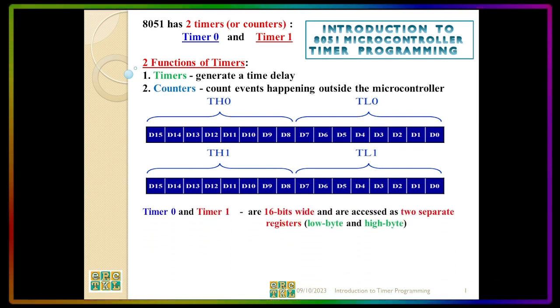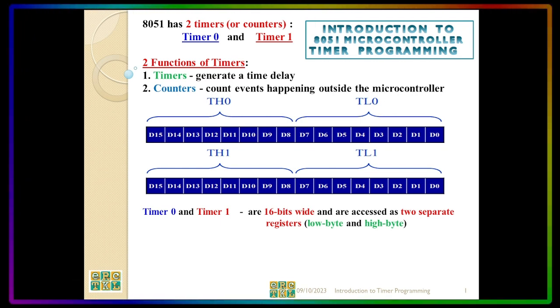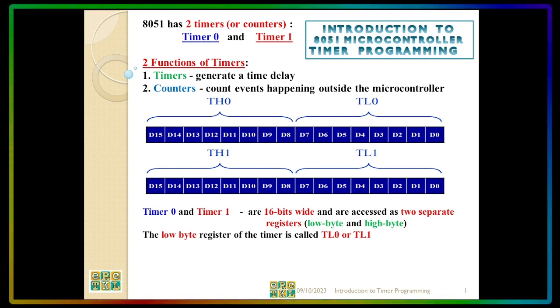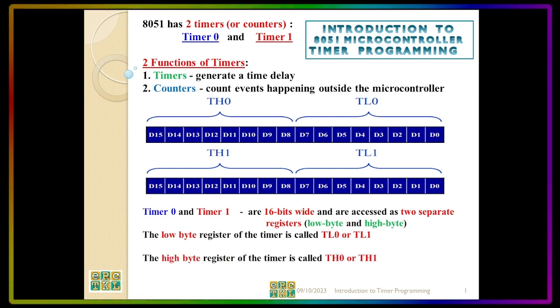Timer 0 and timer 1, as I have said, are 16 bits wide and can be accessed as two separate registers, which we call low byte and high byte. The low byte register of the timer is called TL0 or TL1, as you can see in this figure above. The high byte register of the timer is called TH0 or TH1.